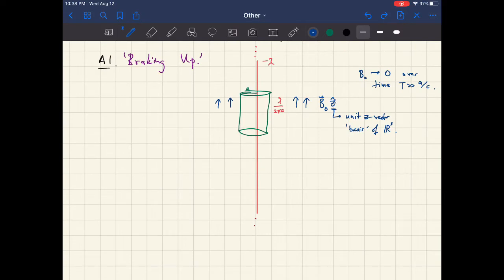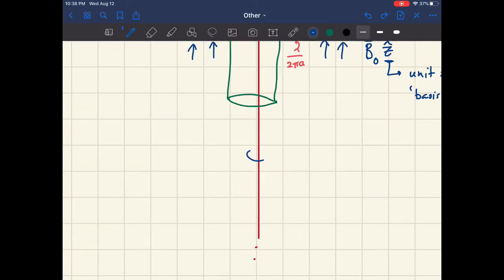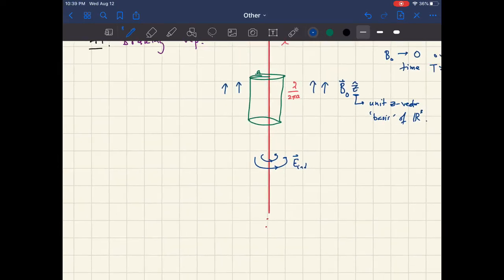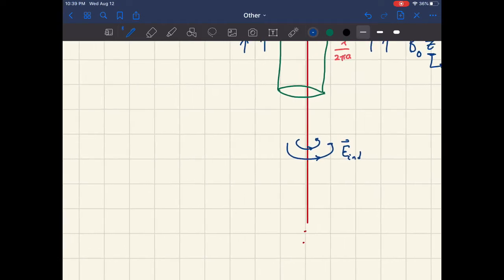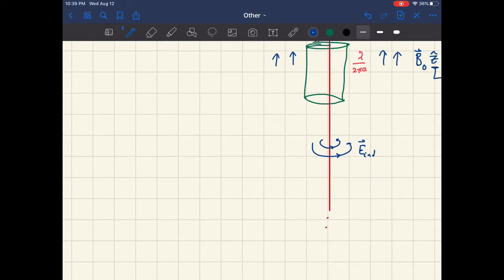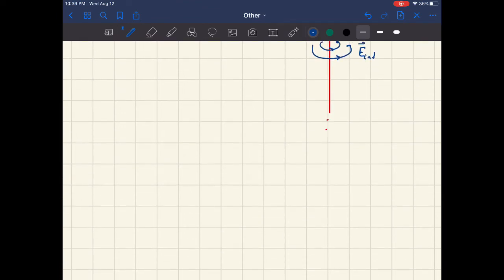As I said, I'll just write this out over here, in blue. I'll draw these concentric circles, and these are your electric field lines, which I'll call E induced. E induced is the electric field around the cylinder that is causing this torque. So let's write this torque equation at the bottom.